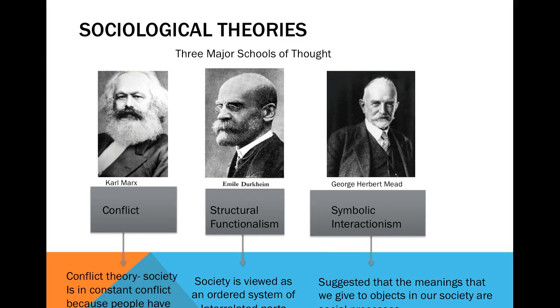So that first theory, conflict theory, it states that society is in constant conflict because people have differing degrees of power. The second one is society is viewed as an ordered system of interrelated parts, and all those parts work together to maintain society or to contribute to society's stability. The third one is symbolic interactionism, which suggested that the meanings that we give objects in our society are social processes. So let's move on to the next slides where we can break each of these down.